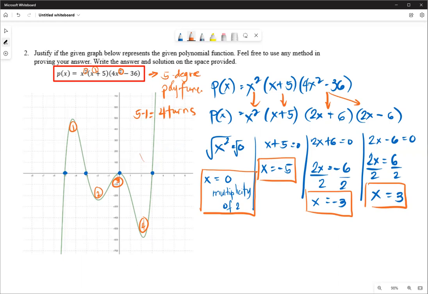So there you have it. This given graph is actually the graph of our polynomial function, which is p of x is equal to x squared times the quantity of x plus 5 times the quantity of 4x squared minus 36.